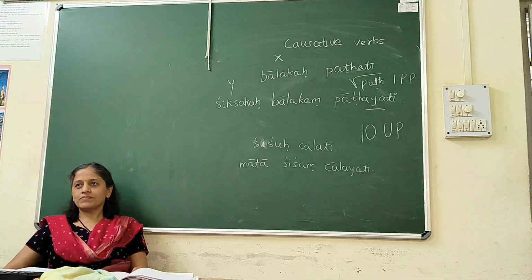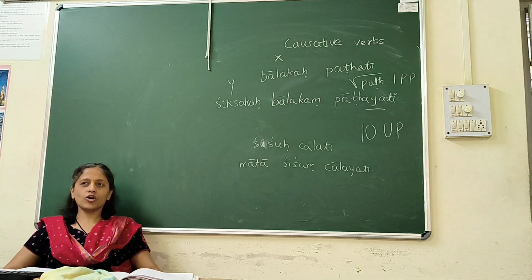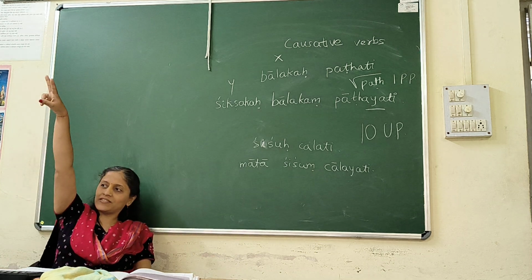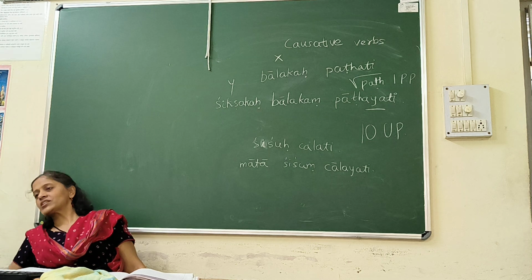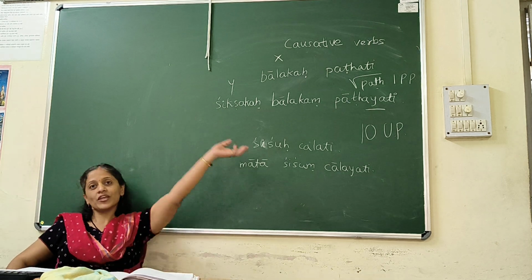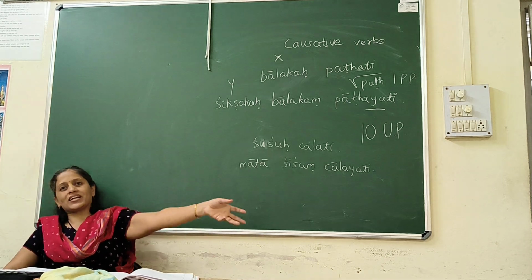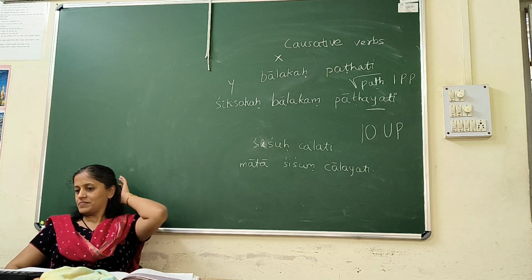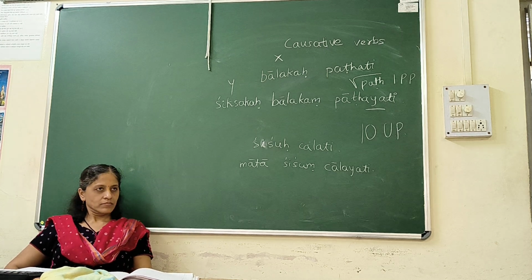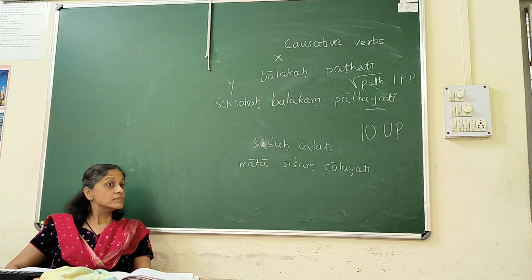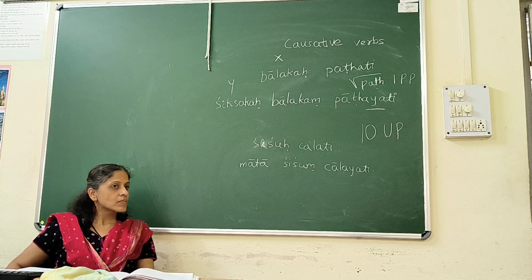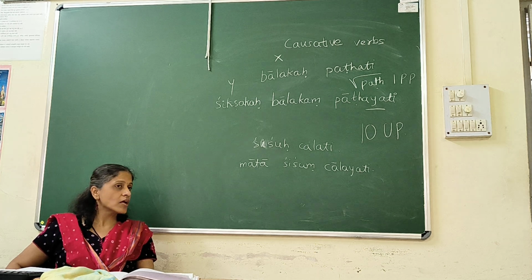Again, there was one Shishu, infant, who was doing the action. But in the next sentence, we got two persons. One person is doing the action and the second person is making that person do that action. So that is causative. Is this a long A or a short A? Which one is short A?